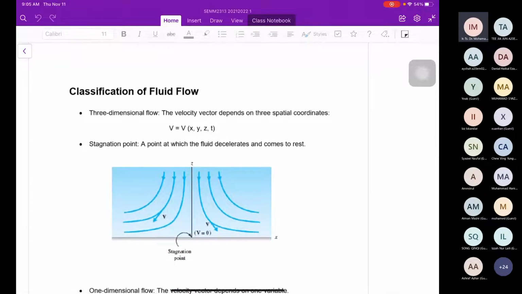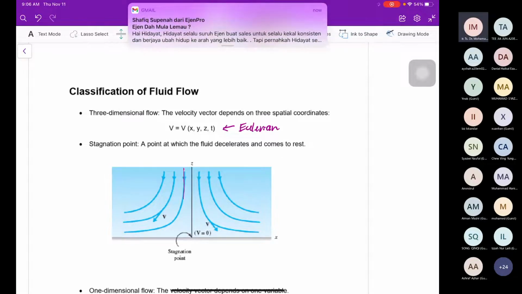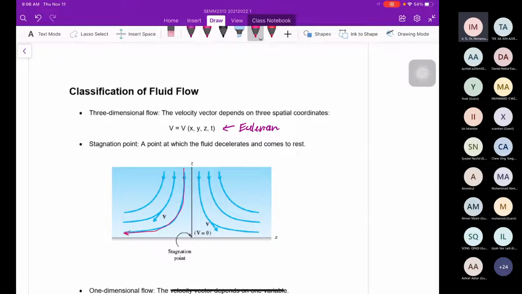Now we proceed to the classification of fluid flow. In three-dimensional flow, the velocity vector depends on three spatial coordinates, x, y, z, and also time. This is the Eulerian description. A stagnation point is a point at which the fluid decelerates and comes to rest. That means the fluid initially coming from the top decelerates and then goes around. The fluid directly from the top will stop immediately, meaning the velocity is equal to 0. This term we call a stagnation point.